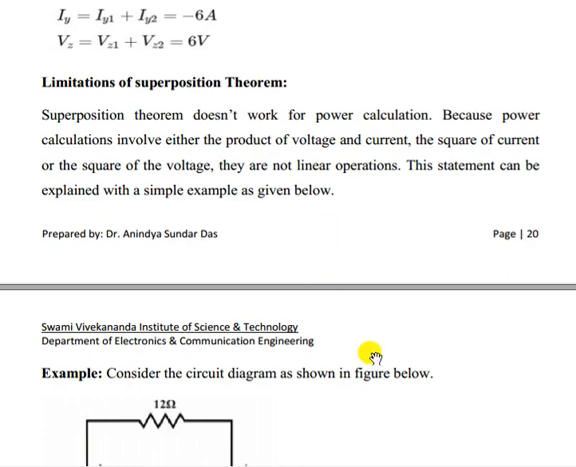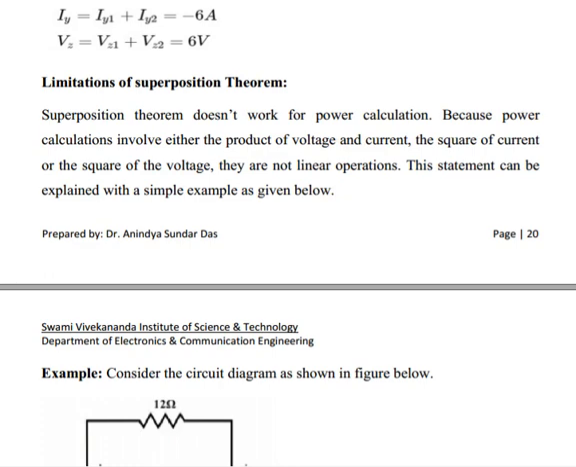Superposition theorem does not work for power calculation, because calculating power involves either the product of voltage and current, or the square of current or the square of voltage, and squaring is not a linear operation.